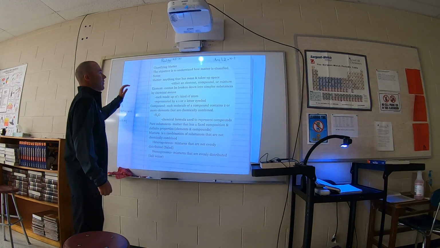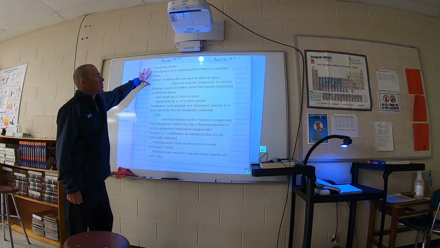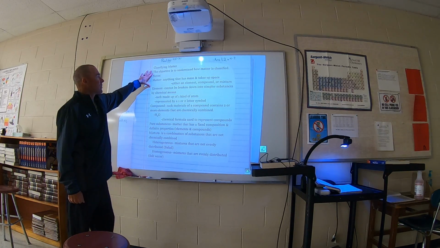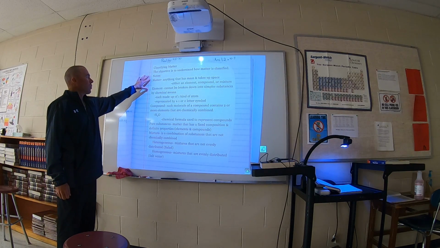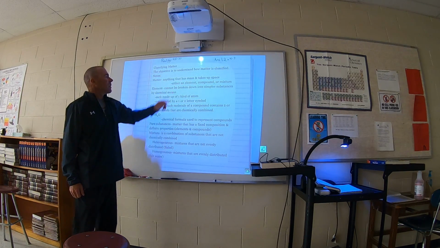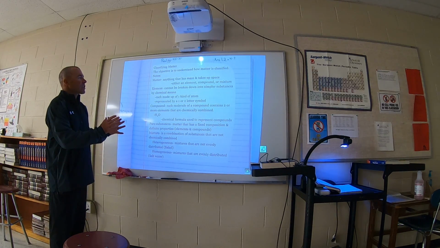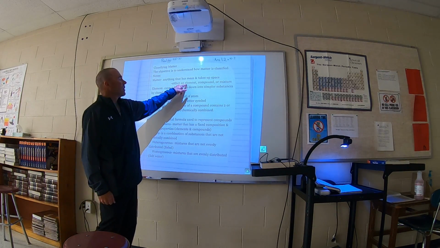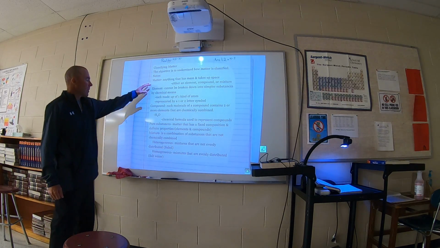Let's talk about the classifying matter notes real quick. The objective here is to understand how matter is classified, how we break it down. So we define matter as anything that has mass and takes up space. And matter can be classified as three different things: either an element, a compound, or a mixture. Let's talk about each of those.